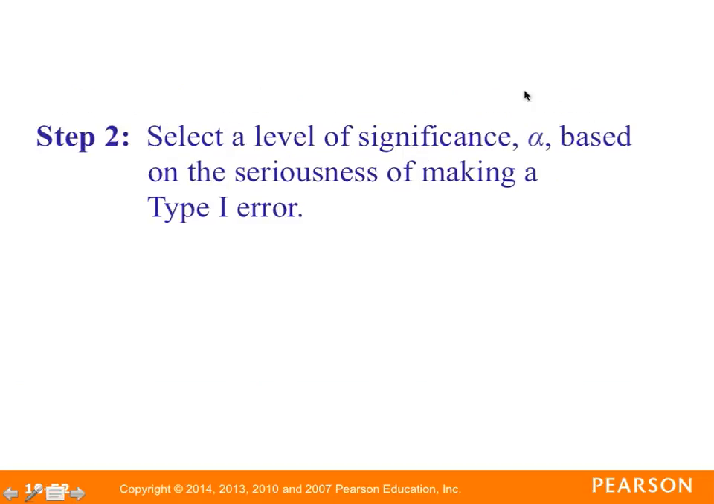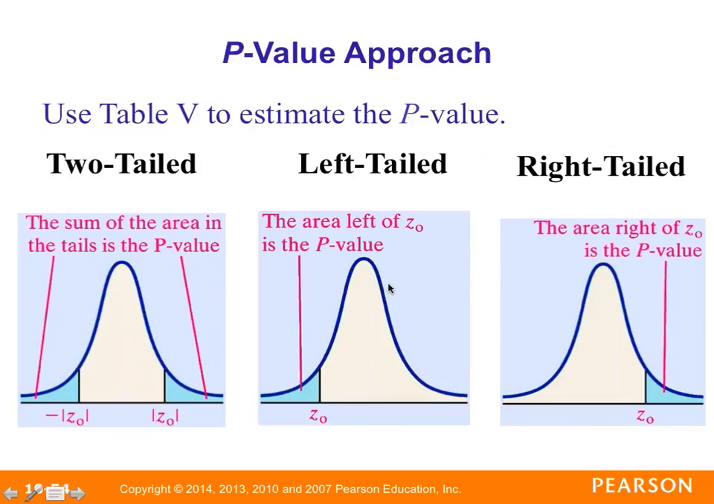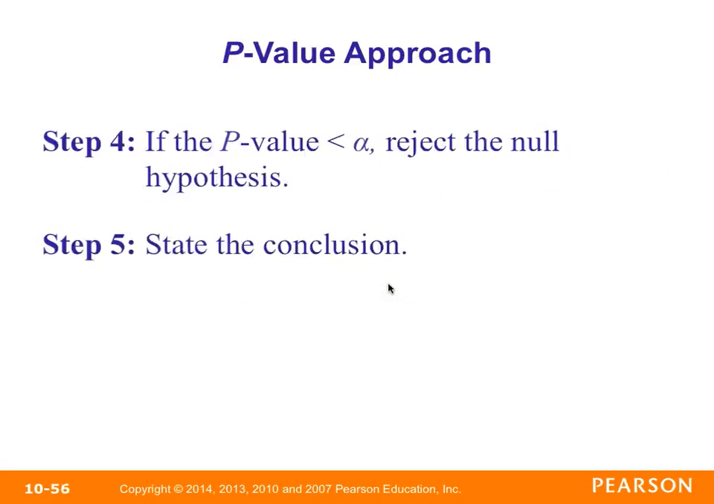And then you go ahead and you select your level of significance alpha based on the seriousness of making a type 1 error. You compute your test statistic, which is given by just your z-score formula, what you're interested in minus your mean divided by your standard deviation. And then you go ahead and use table 5 to estimate the p-value, or you can use technology. This can be done using a graphing calculator, Excel, StatCrunch, and those tutorials are all given in step-by-step instruction in the actual textbook.